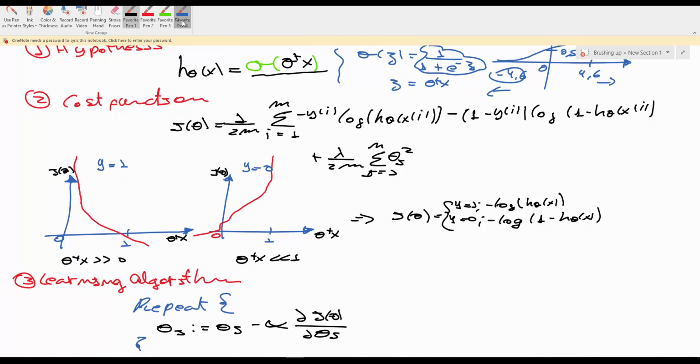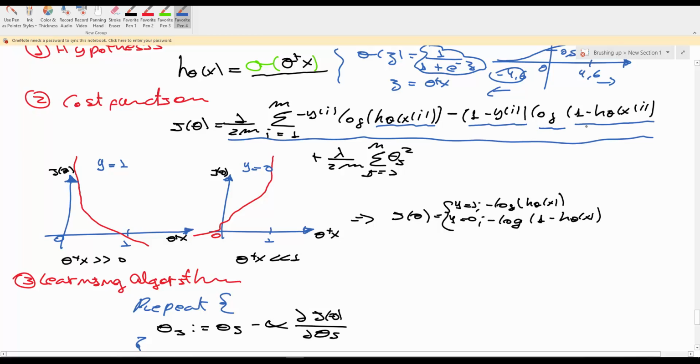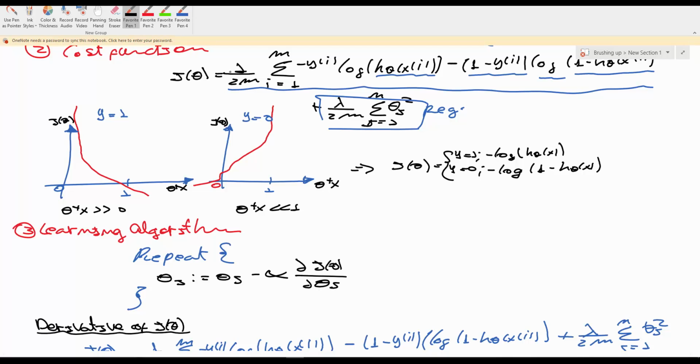Now we just go straight to the cost function. The cost function is kind of more complicated than in the previous one, and it's basically the one that you can see over here. Okay, so it's minus y of i times the logarithm of our hypothesis, minus 1 minus y of i times the logarithm of 1 minus our hypothesis, plus the regularization term that we have seen before, which has to be in all the cost functions that we're going to see.